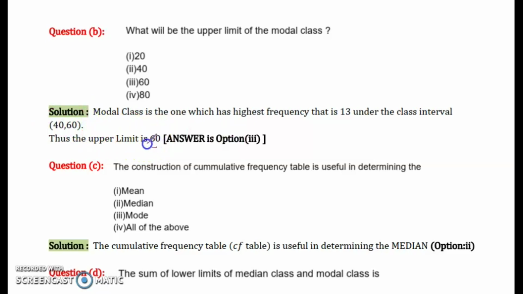But what is the upper limit? 60 is the upper limit. Which is the answer here? Option 3 is the correct answer. Right. Now let us go to the next problem. The construction of the cumulative frequency is useful in determining what? The cumulative frequency, we know, is only applicable for the median, right? Therefore naturally the answer is the median, so the correct choice is 2, right?